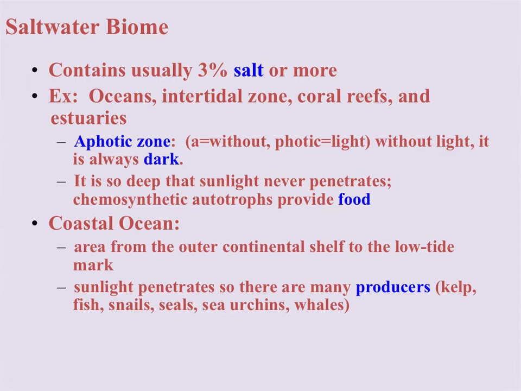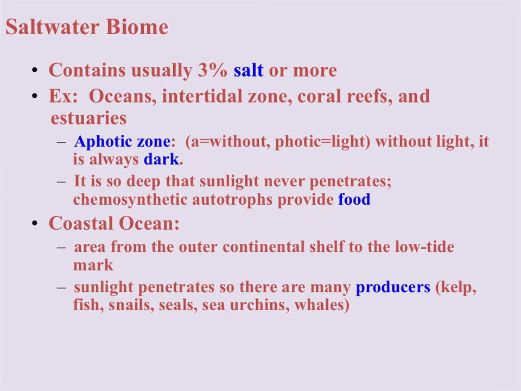So then you have your saltwater biomes. So saltwater biomes are going to have 3% salt or more. So this is going to include your oceans, which in the ocean you'll find the intertidal zone, the coral reefs, and this also includes estuaries.